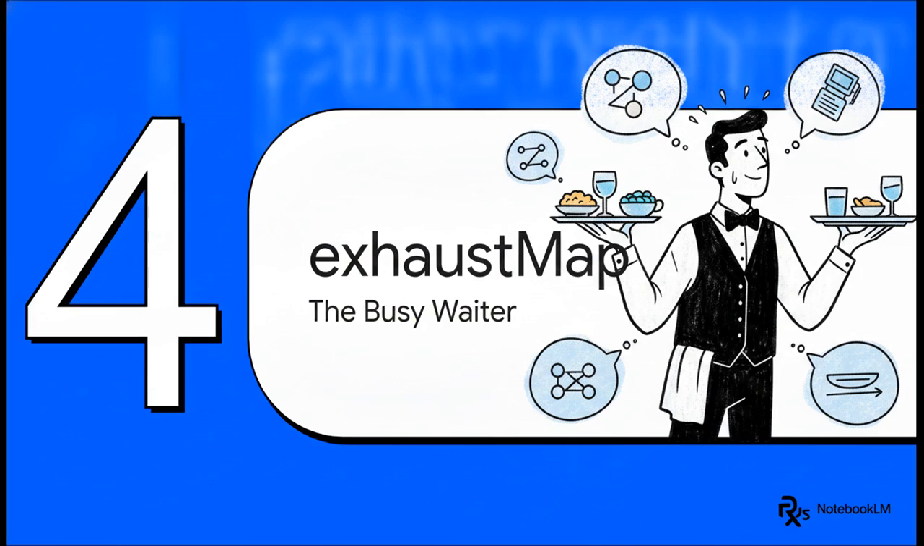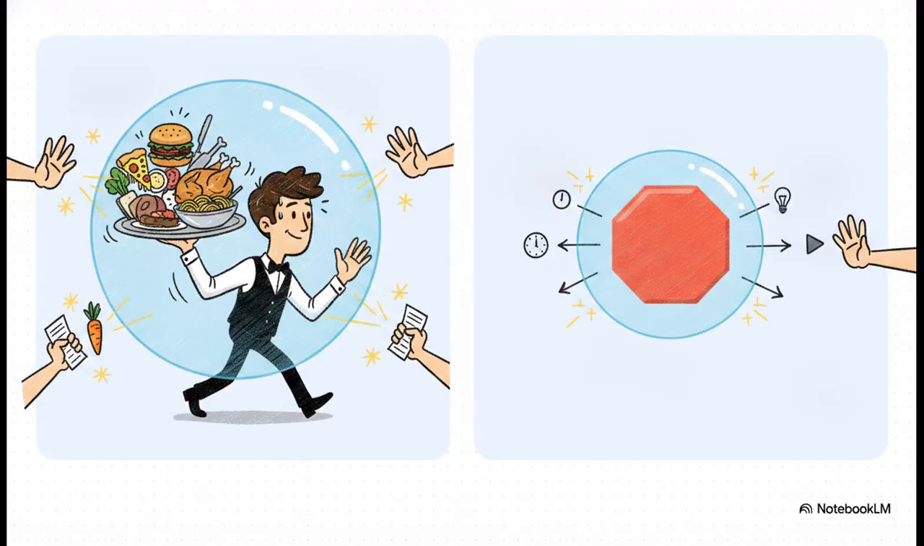And finally, number 4, exhaustMap, the busy waiter. Imagine a busy waiter carrying a massive tray of food. You can wave your hands all you want, but they're going to completely ignore you until they finish serving their current table. In code, exhaustMap does exactly this. It simply discards any incoming values from the source stream if an inner observable is currently running, flat out refusing to map anything new until it completes.